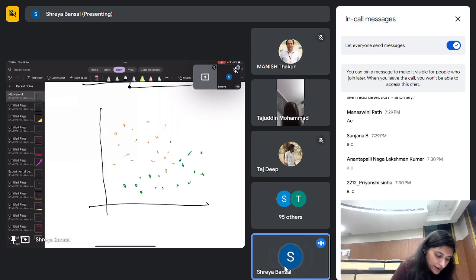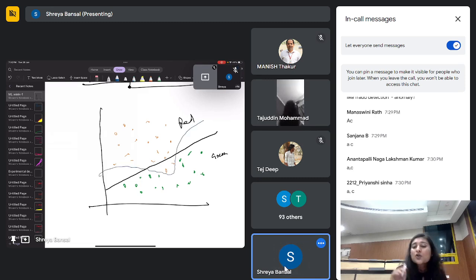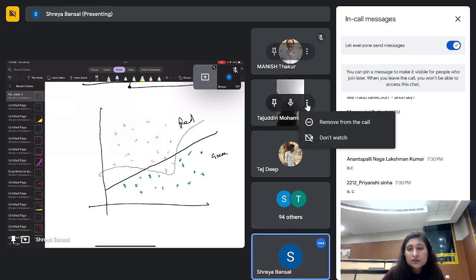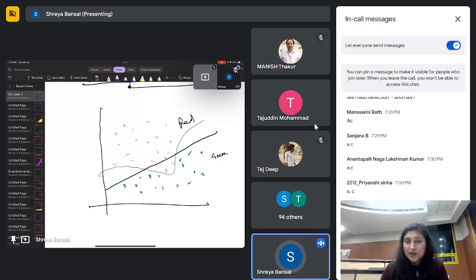So there is one line here. This line means here it is red, here it is green. Another line is given to you like this. So the question arises here is how to draw these boundaries. Your algorithms will help you to draw these boundaries, and the performance measures will help you decide which boundary is better.